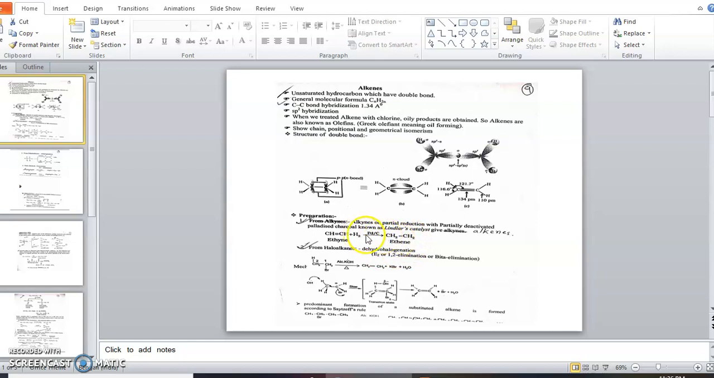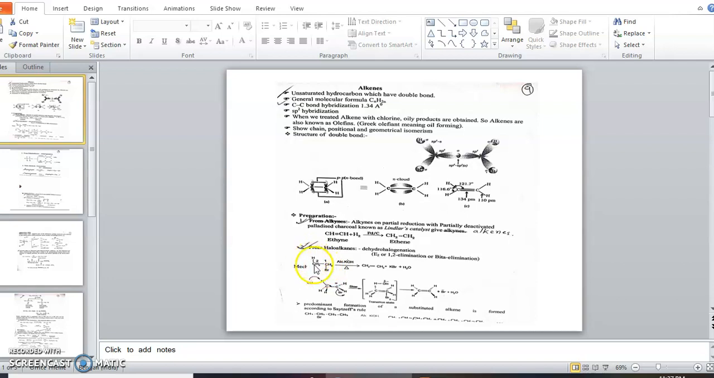Because we know addition of hydrogen is called reduction, right? So one hydrogen will be added here, so it will be CH2, another hydrogen will be added here, it will be CH2, so CH2=CH2 will be formed, right? Now this is the preparation of alkene or ethene from alkyne. Now you can prepare the alkene from haloalkane, okay, from haloalkane.